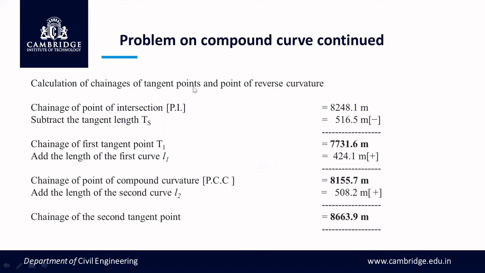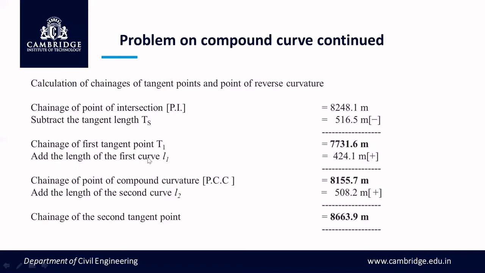Calculation of chainages of tangent points and the point of compound curvature. Chainage of point of intersection PI is equal to 8248.1 meters. Subtract the tangent length TS, 516.5 meters. If we subtract these two values, then we get the chainage of the first tangent point T1 as 7731.6 meters.